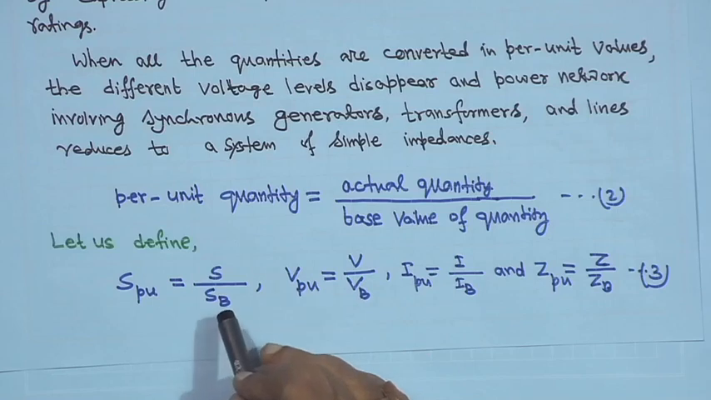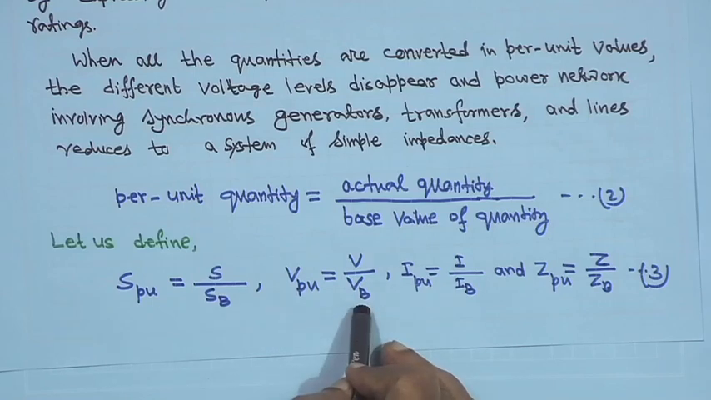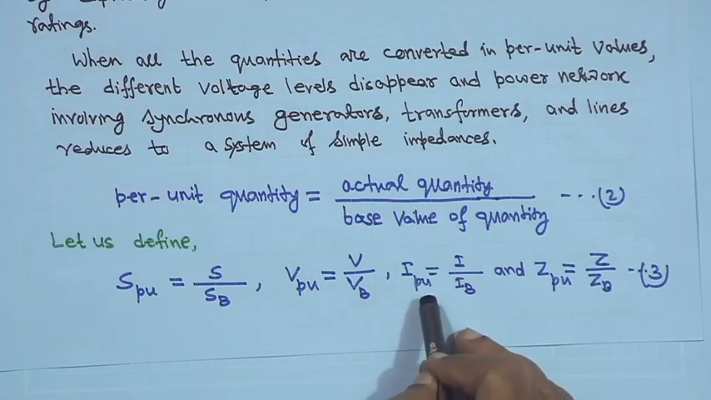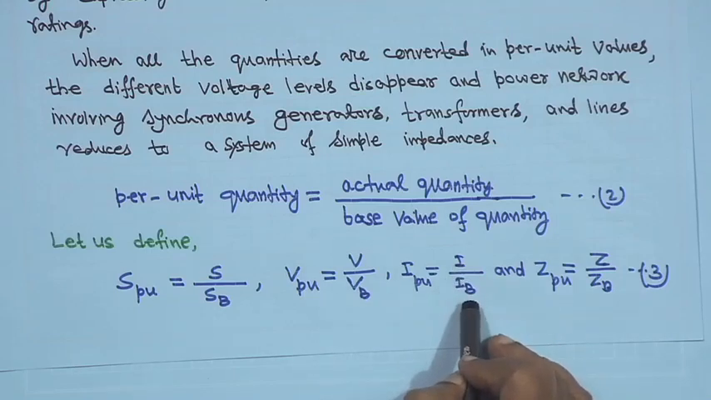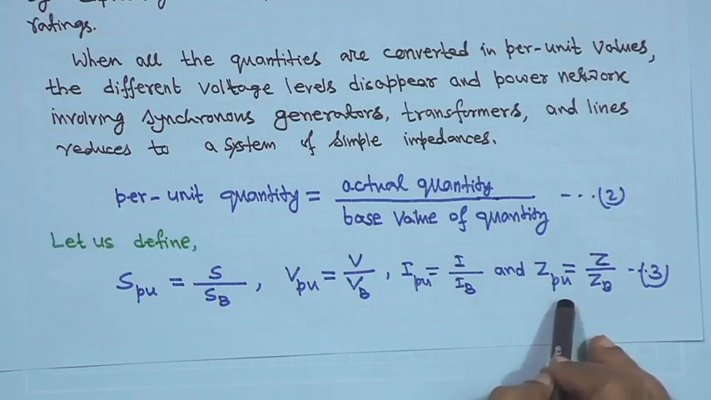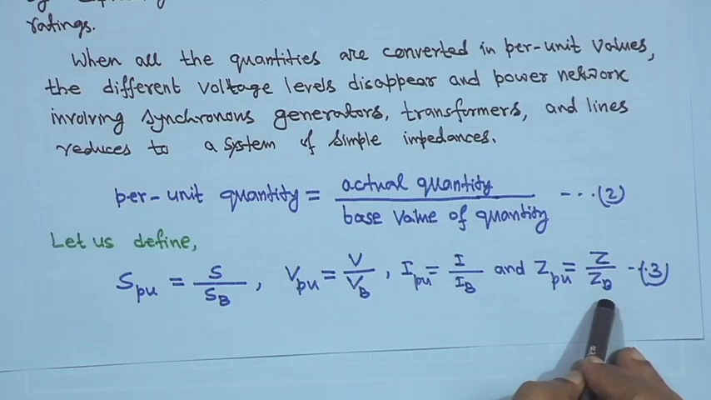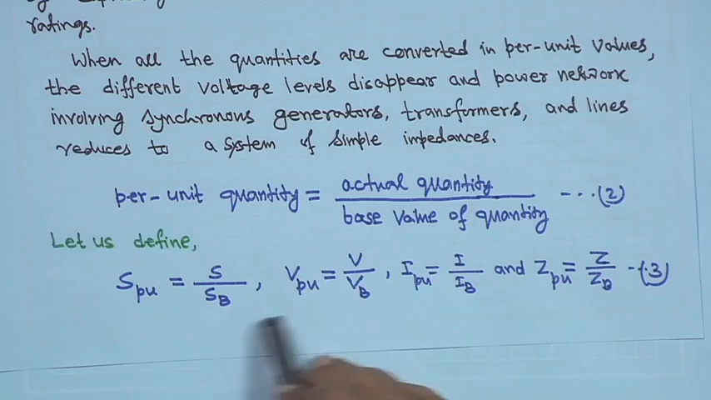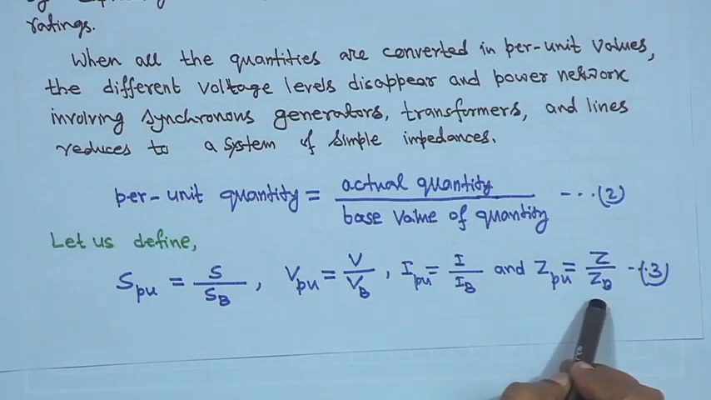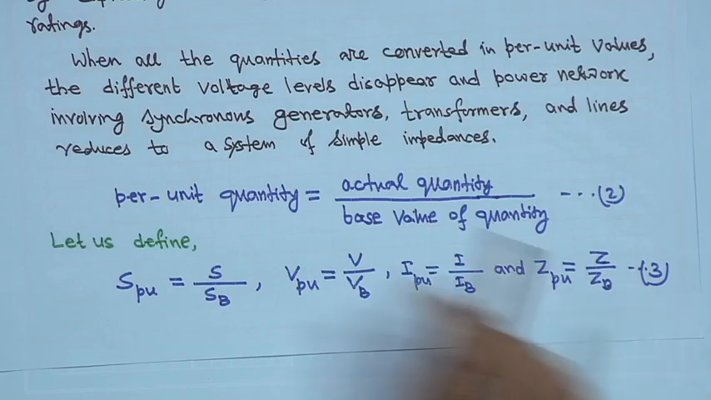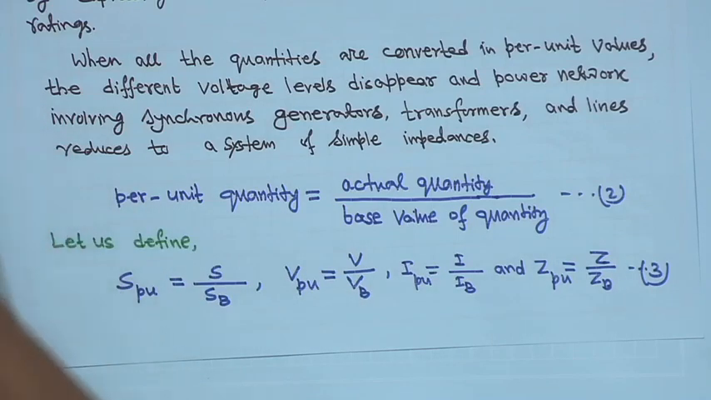The SB is the base power, VB is the base voltage. So, V upon VB will be per unit. Similarly, per unit current IPU is equal to I upon IB, IB is the base current, and ZPU is Z upon ZB, ZB is also base impedance. SB, VB, IB and ZB, these all are real quantities, right. This is equation 3. I have given the nomenclature.